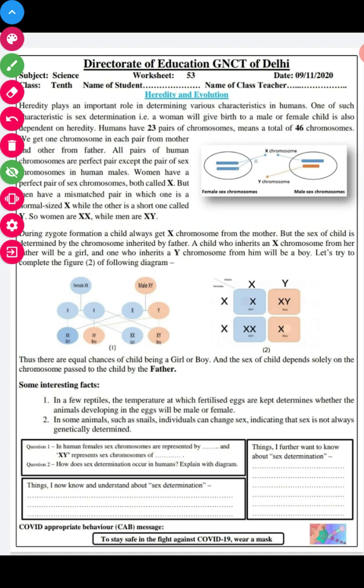Okay, third, things I now know and understand about sex determination: that there are equal chances of a child being a boy or girl, and the sex of the child depends solely on the chromosome of the father and not the mother. So mother is not responsible at all for giving birth to a boy baby or a girl baby. And this is a question: things I further want to know about sex determination. You can write your own.